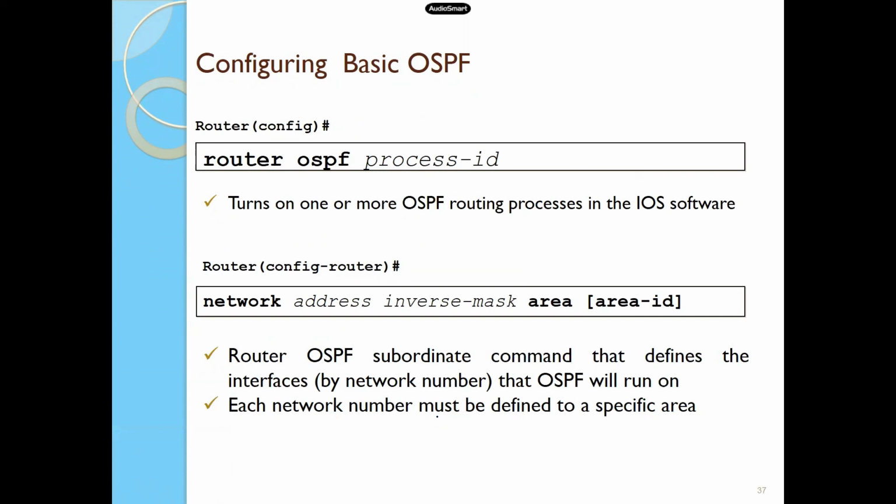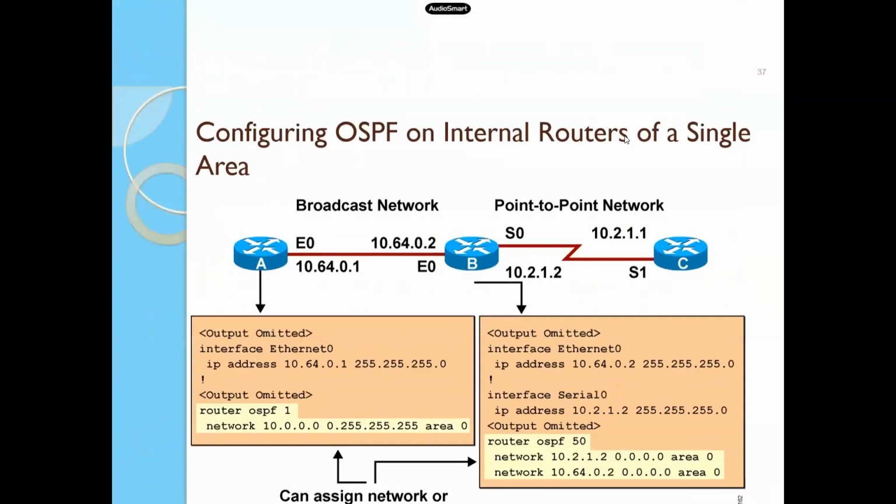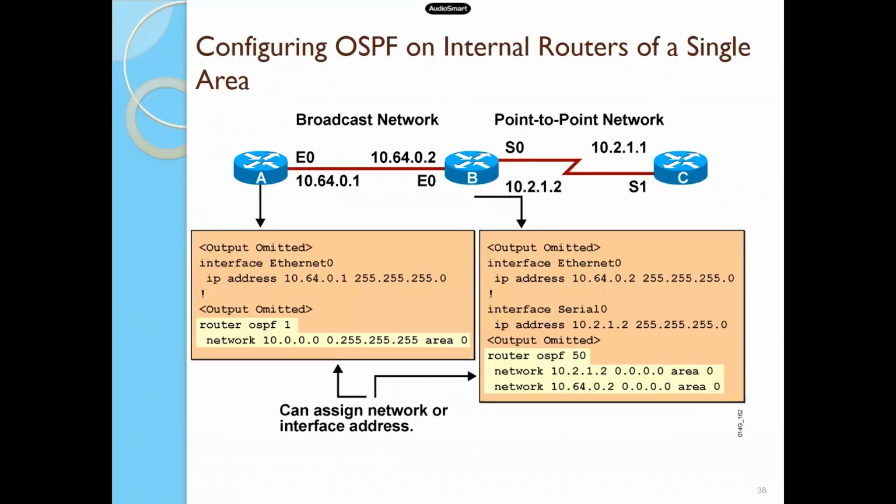The router OSPF subordinate command defines the interface by network number that OSPF will run on. Each network number must be defined to a specific area. Again, the syntax for OSPF will be the topic for next week. Here is the setup. You put the identifier number you want, it's up to you. And the same thing here, OSPF 250, like 50, they have nothing to do with each other. And you identify that's area 0, and then that's area 0, area 0.